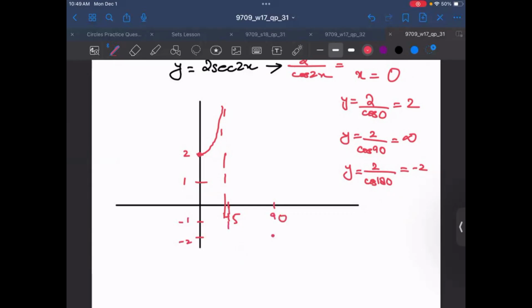And let's extend this line. And the graph will be like this, coming from infinity. And it becomes minus 2 at x equals 90. So this will be the graph for 2 sec of 2x.